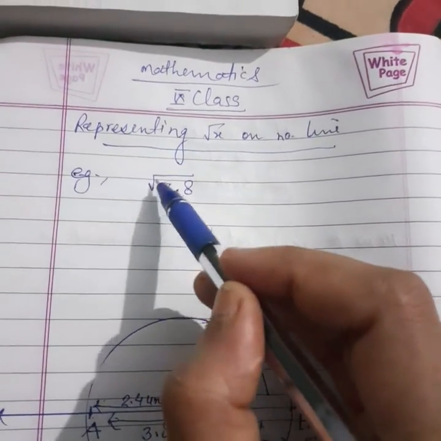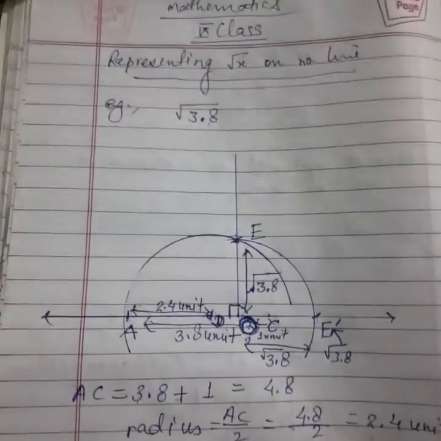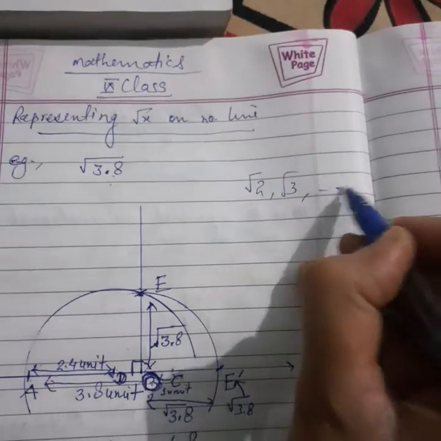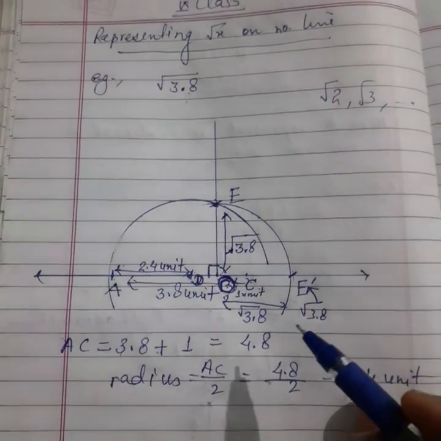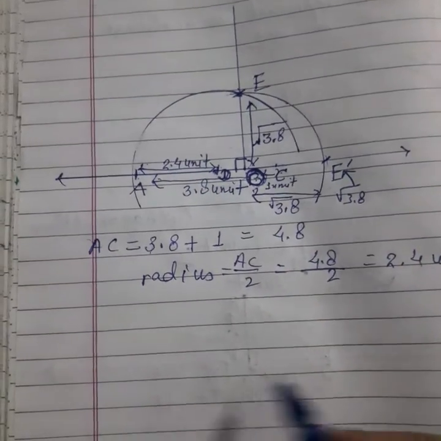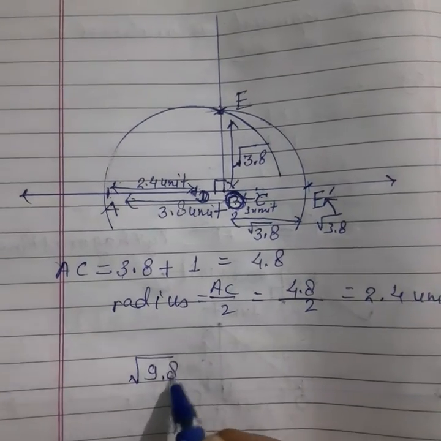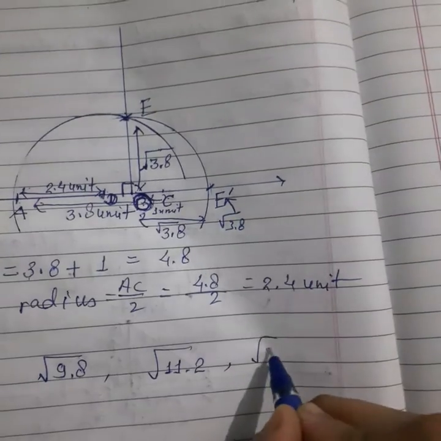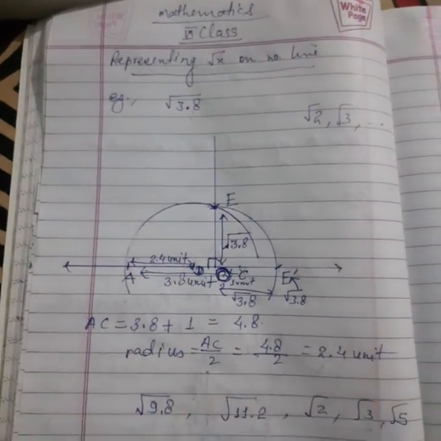Similarly, you can take any type of example which is under root and in decimal. If it is not a decimal, under root 2, under root 3, etc. can also be represented using this method. Okay, that's all for this video. For example, you can practice 9.8, 11.2, and do under root 2, under root 3, under root 5 also by using this method. Okay, thank you.